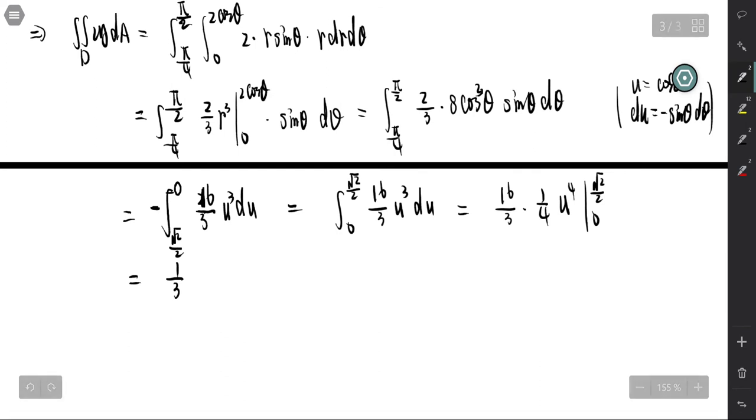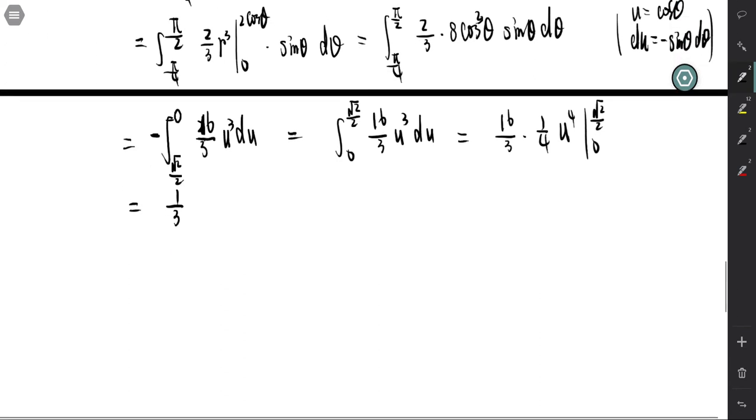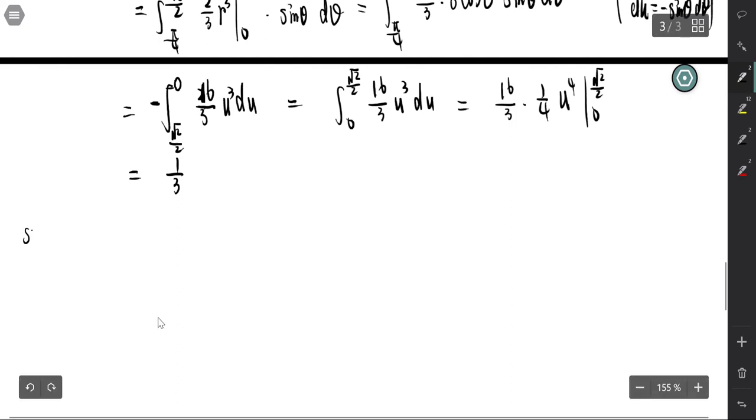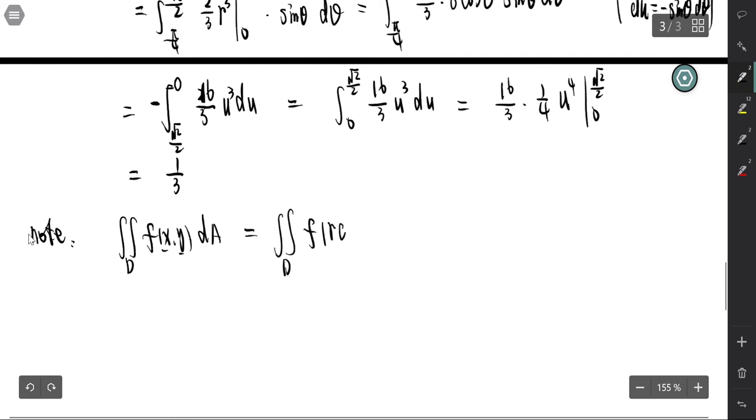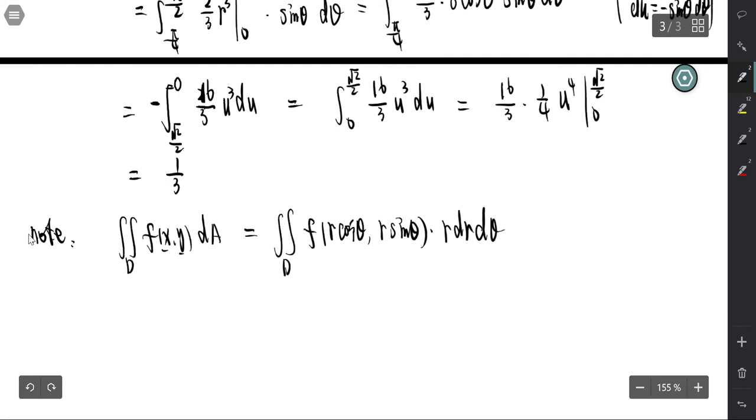That's the double integrals in polar coordinates. Here is a summary, or something we should note from the examples. When the double integral of f(x, y) dA is written in rectangular coordinates and we change it to polar coordinates, x should be written as r cosine theta, y as r sine theta, and dA as r dr d theta.